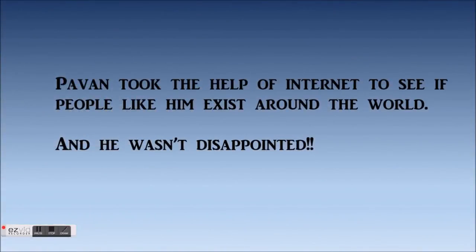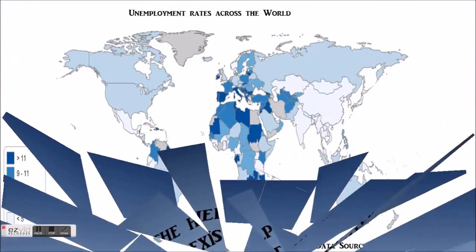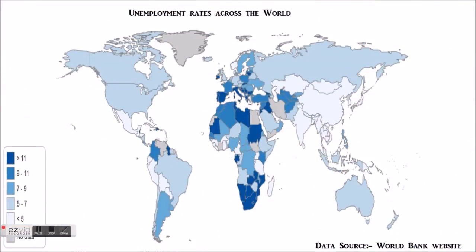And after going home, now coming back to our story, Pavan went back and checked if unemployed and helpless people like him existed around the globe. What he did was he just took the help of an online search engine to check what the unemployment rates are around the world. And he wasn't disappointed. A lot of people like him existed around the world. Now this hasn't been taken from the internet. I used a tool called StatPlanet, I repeat, StatPlanet, to design this infographic.